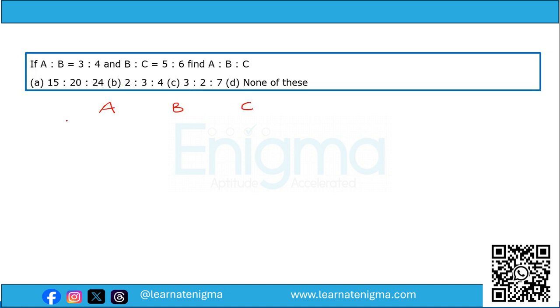Now, the first ratio is A is to B, so we can write it down in the first line as 3 is to 4. The second ratio is B is to C, so we can write it down in the second line as 5 is to 6.